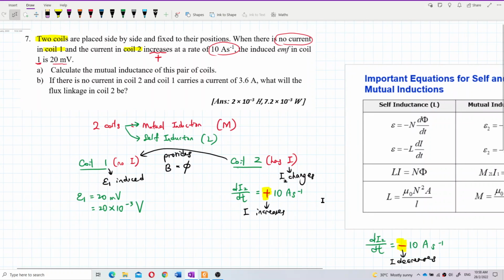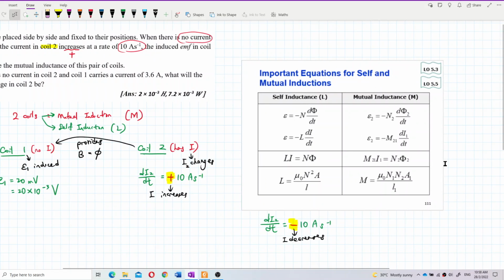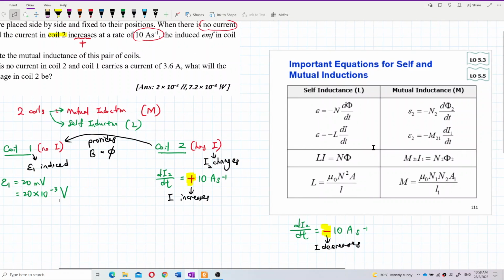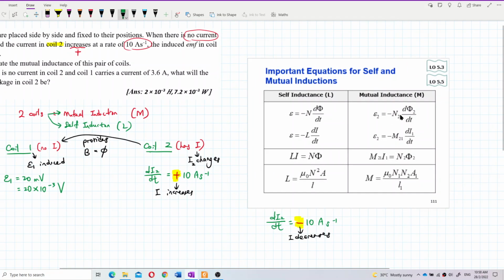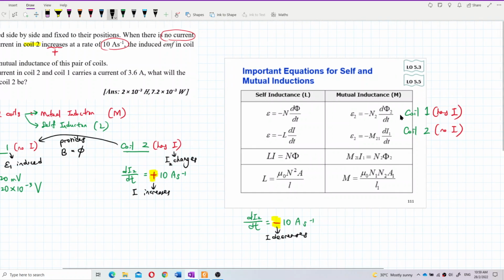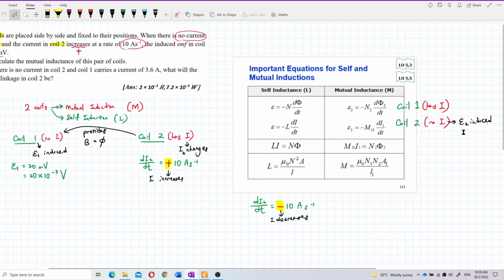Now this formula I should change a bit. The one in the notes is the opposite. You see, the one in the notes assumes coil 1 has current and coil 2 has no current, so EMF is induced in coil 2. Understand? That's the opposite.